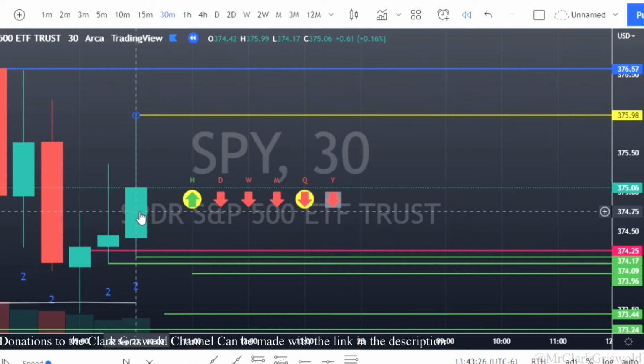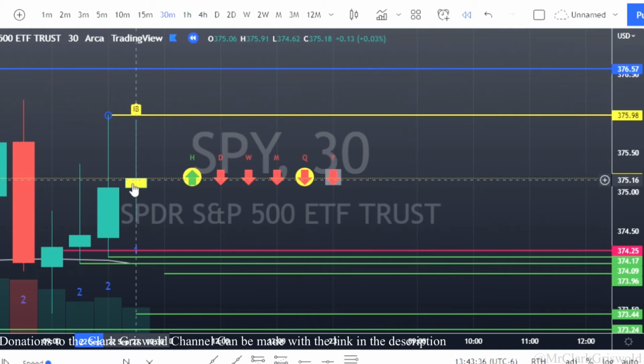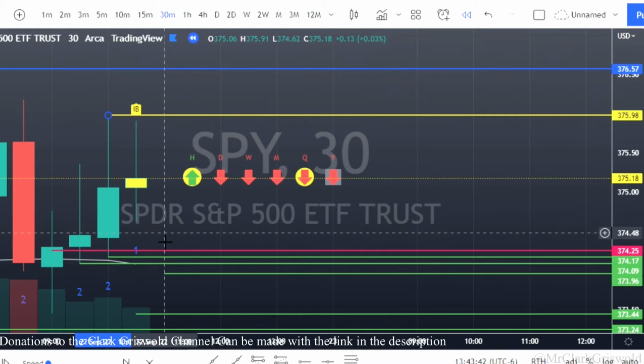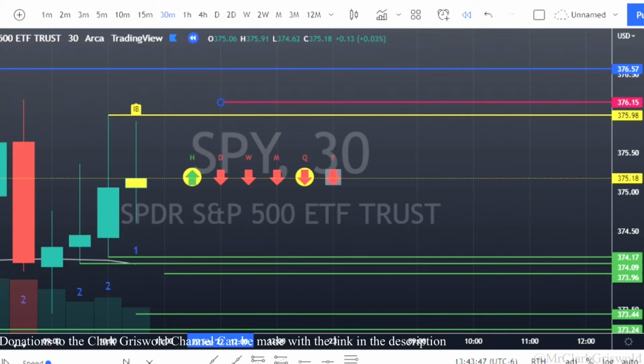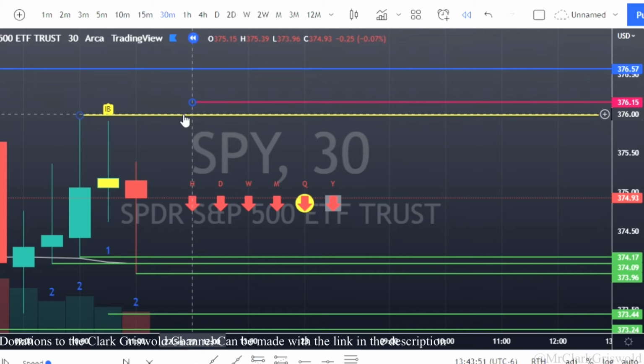Now we've got an inside bar. So what we would be looking for here, guys, is a 2-1-2 reversal. So I'm looking for a candle to come back and break through the bottom side of that inside bar. So the next 30-minute candle, there it is. Okay, so let's move into this now. Trigger. And we hit target 1. Move that up. And we hit target 2.